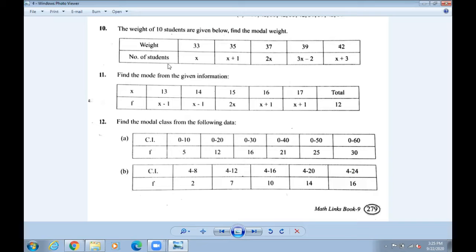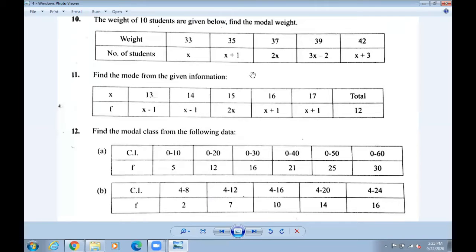Okay, so first of all, coming to question number 10. Find the weight; the weights of 10 students are given below. Find the modal weight. Modal means mode, M-O-D-E, mode. So mode means it is the highest repeated number.